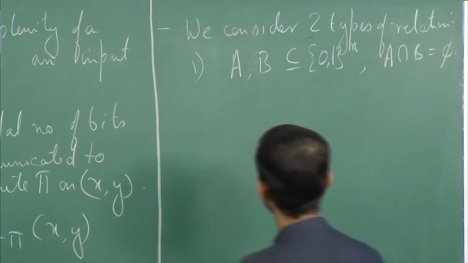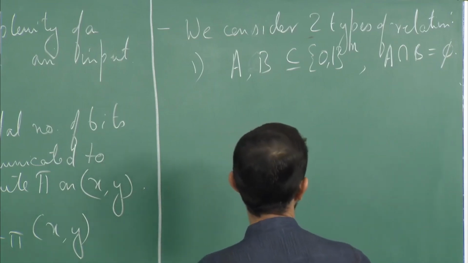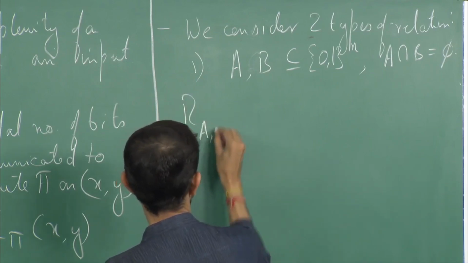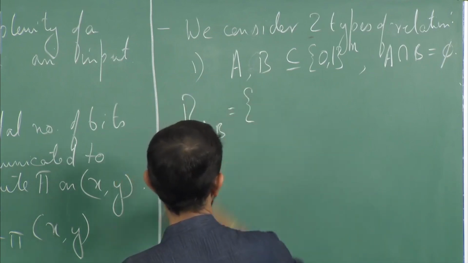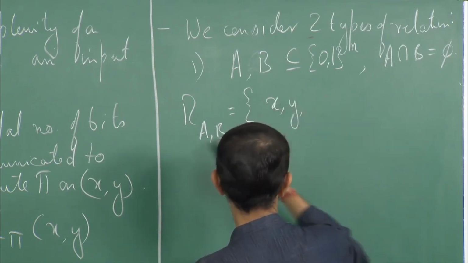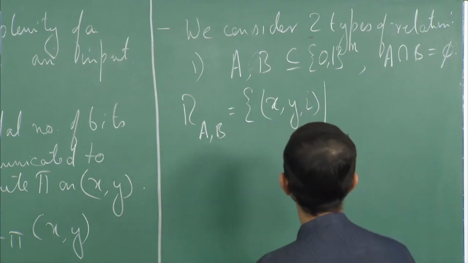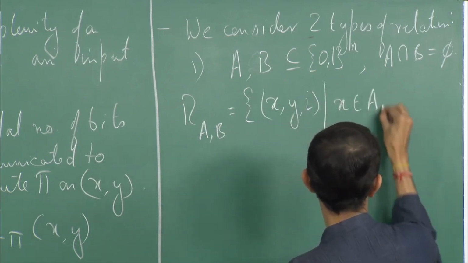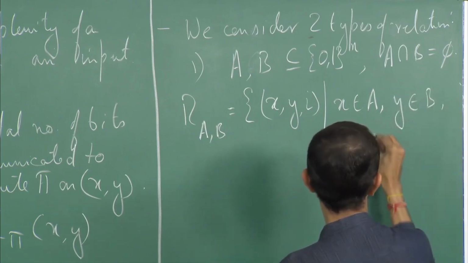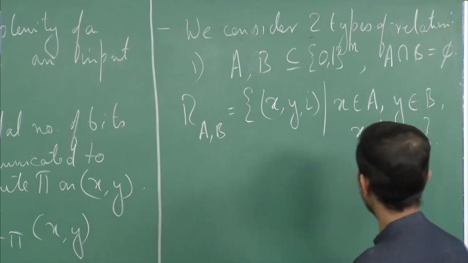Okay. Now we define the relation R_AB as all tuples (x, y, i) such that x belongs to A, y belongs to B, and the ith bit of x is not equal to the ith bit of y.